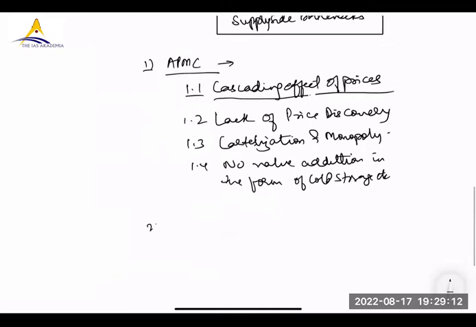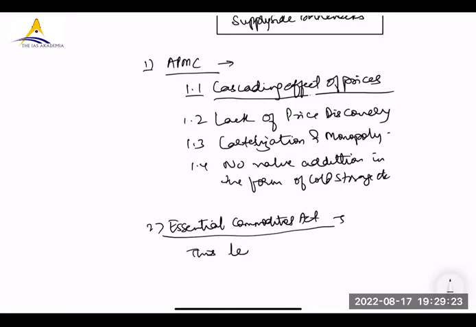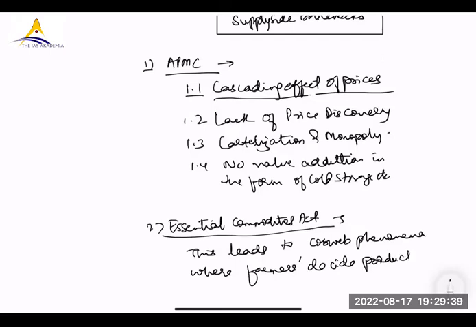Second supply side bottleneck is Essential Commodities Act. This leads to what is known as cobweb phenomena. What is cobweb phenomena? Where farmers decide production based on last year's prices. और इसीलिए आप देखेंगे कि कई बार prices will be fluctuating a lot.